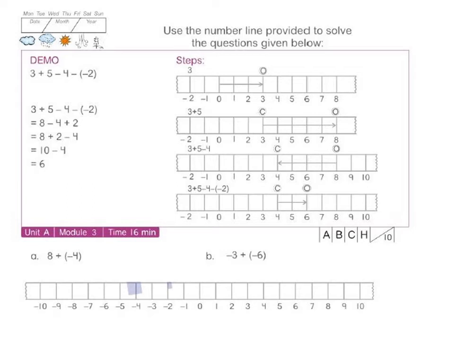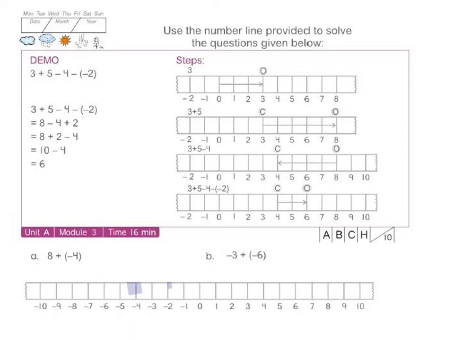If you didn't understand this, please feel free to contact me. And now let us move on to the question and answer part. See the first question is 8 plus minus 4, and the second question is minus 3 plus minus 6. You can draw the number line in your notebook.